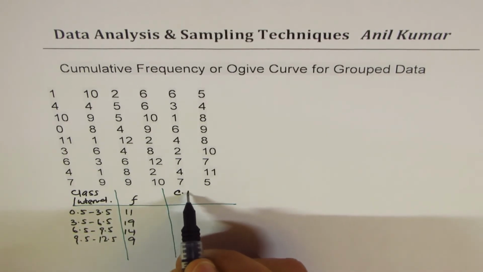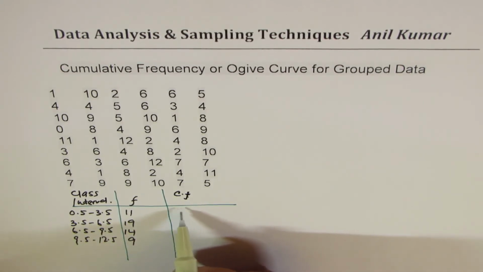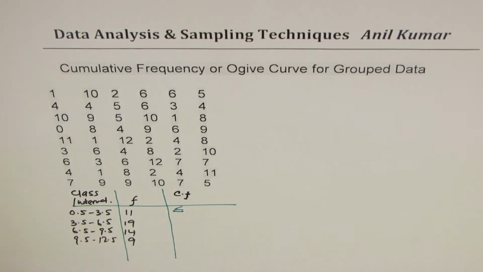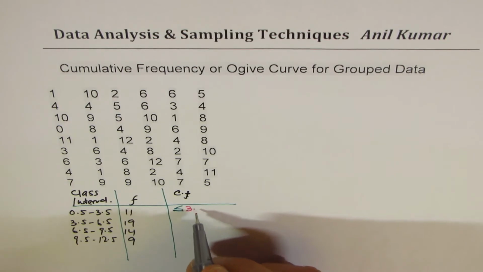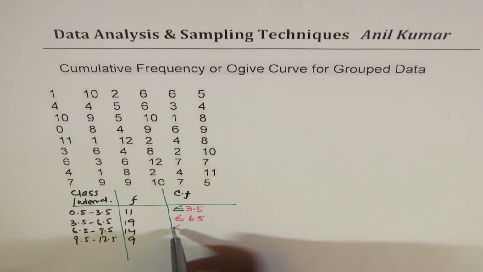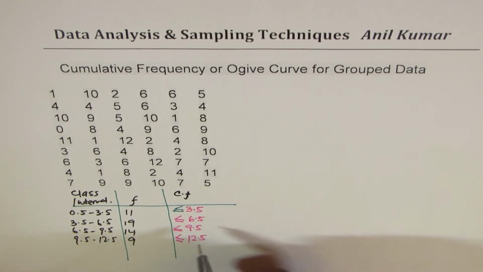Now to find the cumulative frequency, it actually means that here we are looking for the elements which are less than 3.5. So everything which is less than or equal to 3.5, correct? And then we'll say what is less than or equal to 6.5, what is less than or equal to 9.5, and what is less than or equal to 12.5, correct?